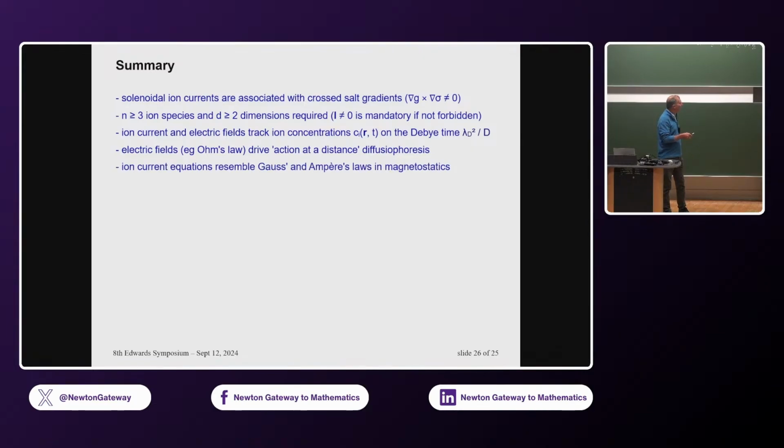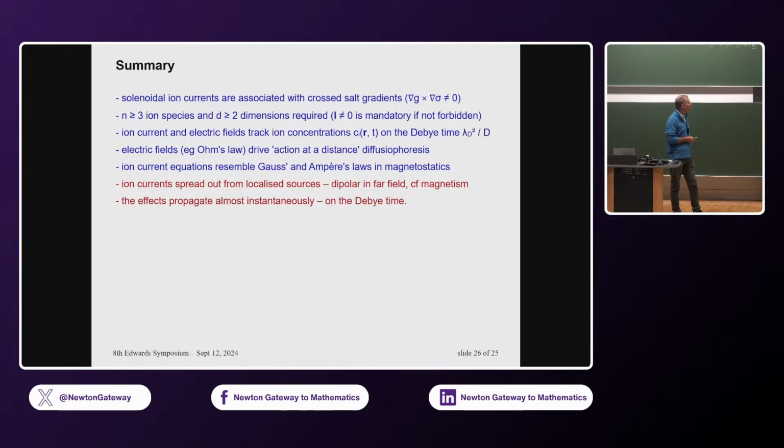And this bit I really like is that those equations look very similar to Gauss's and Ampere's law in magnetostatics, so you can gain some insights into how these ion currents appear. That means they spread out like magnetic fields spread out from a current loop, and they're dipolar in the far field. So you can prove that, essentially, because the ion current has to be solenoidal. And like I say, they propagate almost instantaneously.